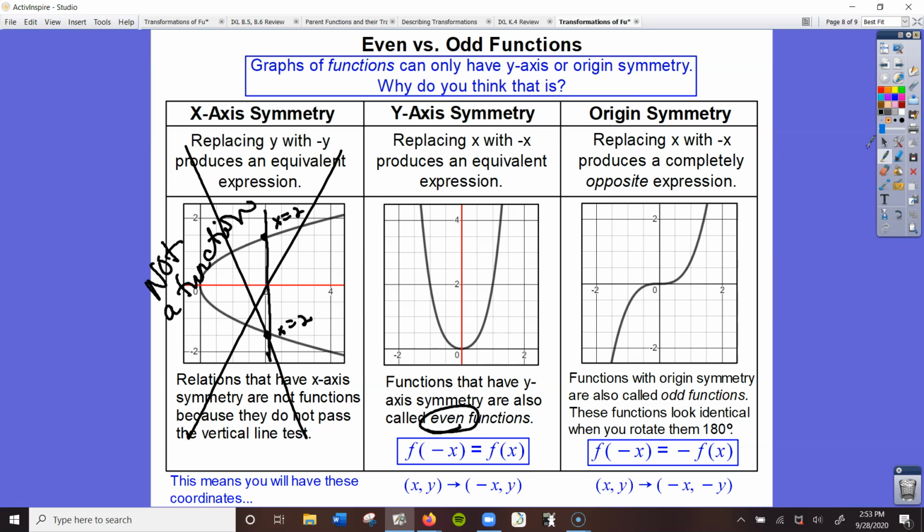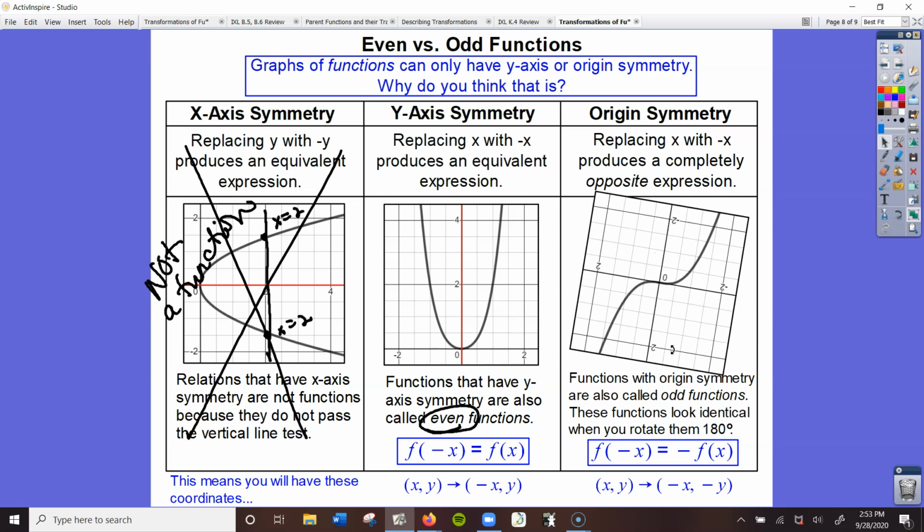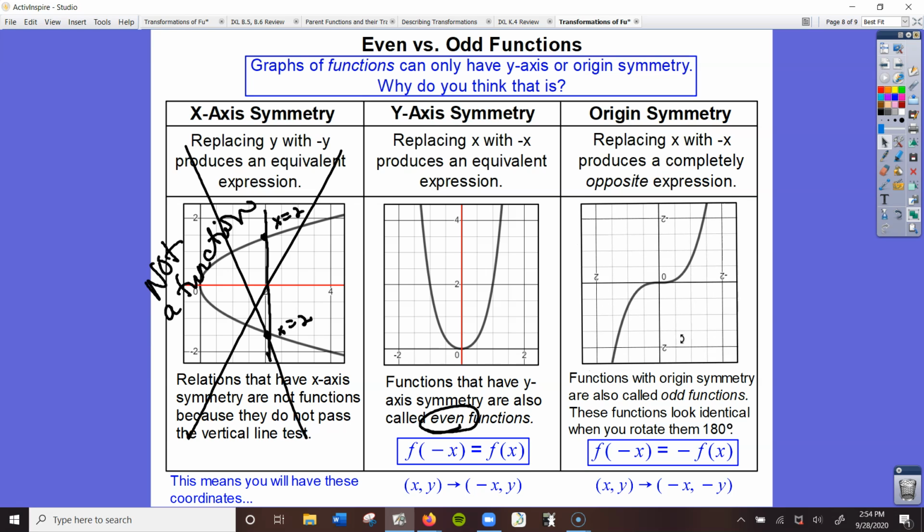Now, origin symmetry is a little different. Origin symmetry is not line symmetry, it is rotational symmetry, meaning if I were to turn this upside down, it looks exactly the same as my original function. See? This is called an odd function. Now, an odd function is called that because these kinds of functions typically have exponents that are all odd. Okay, so that's the reasoning why they're called even and odd.